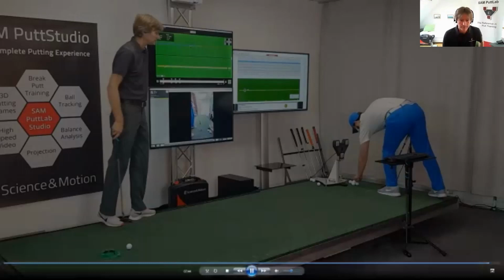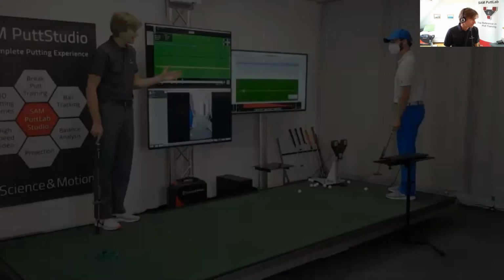Okay, so if we stay with straight putts, we now prolong this a little bit into discussing the data for a couple of putts by looking at, for example, the spread of the putts and what the ball data would tell us. Okay, let's play another putt.